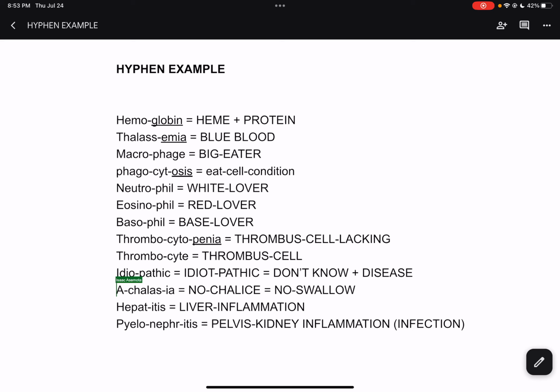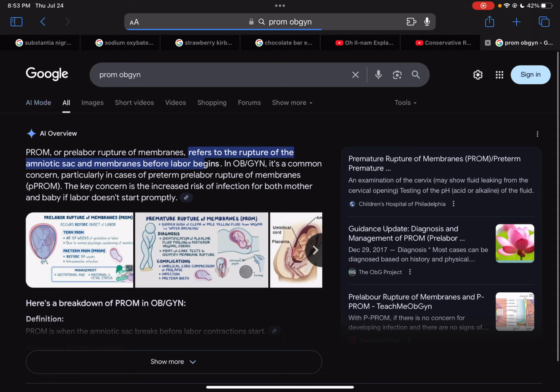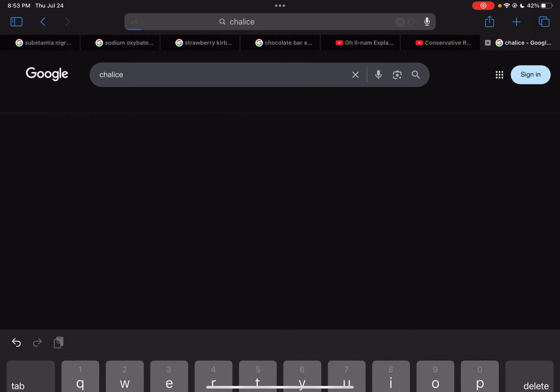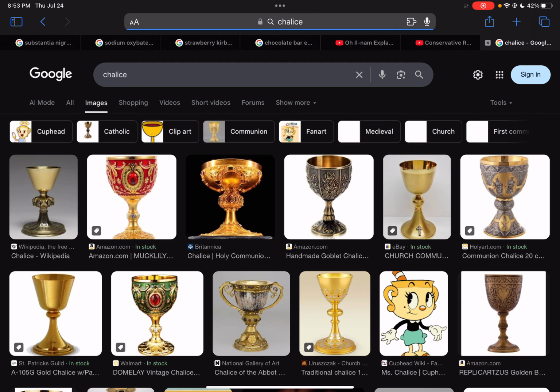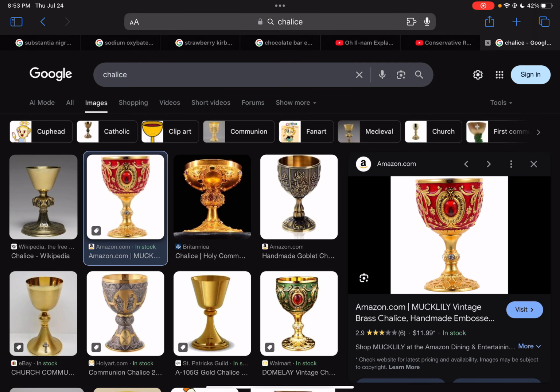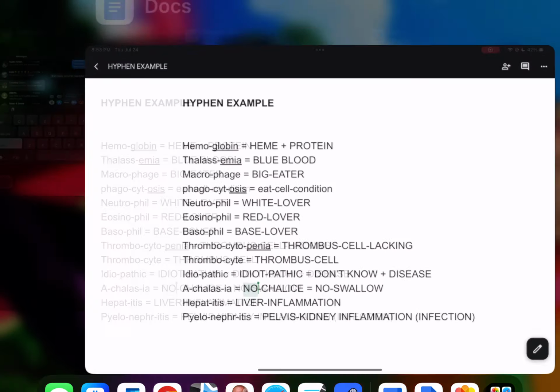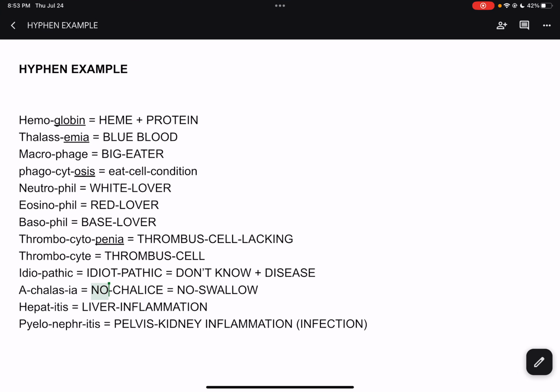Achalasia means no swallowing condition. The ia or zia kind of just means condition. It's another version of osis. But remember, I say no chalice. Why? Because a chalice is a cup that you can drink from. See? Chalice is a cup. So swallowing, drinking, right? So chalice means drink. Chalice equals drinking. So achalasia means no drinking. A means no. That's a super important one.